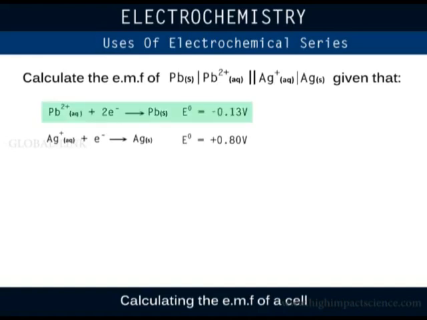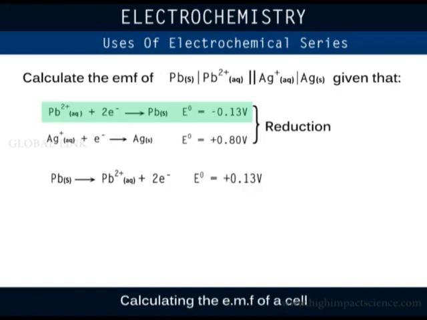The equation we have here is in the reduction form. So we reverse it and remember to change the sign as well. So lead will give us lead 2 ions plus 2 electrons. Standard electrode potential is plus 0.13 volts. Silver ion plus electron will give us silver. Standard electrode potential is plus 0.80 volts.